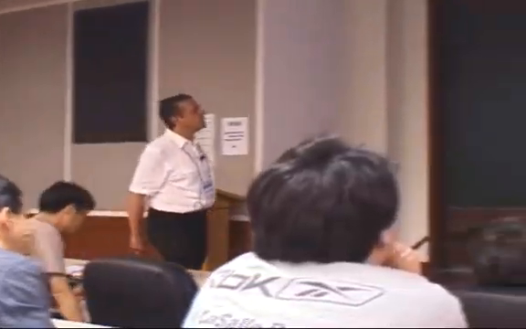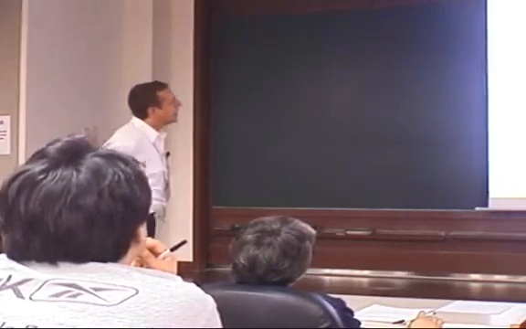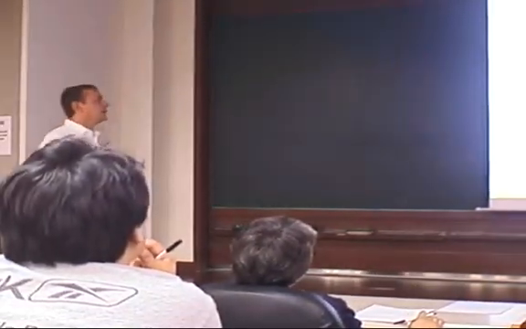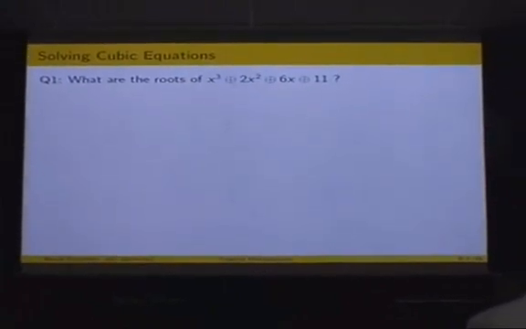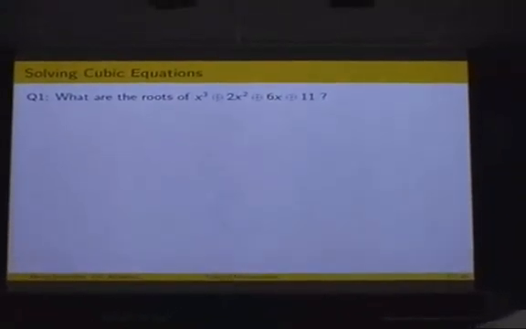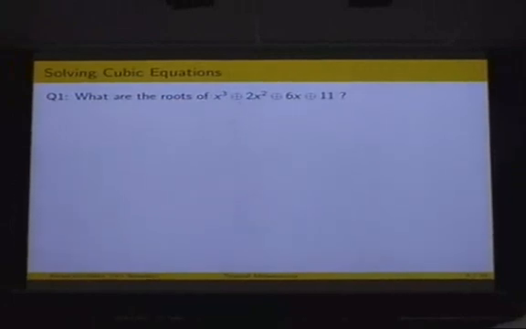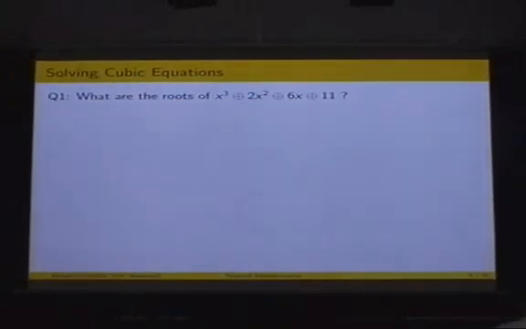So 5 cubed would be 15. 2 times 5 squared would be 12. 6 times 5 is 11. And 11 is 11. So you win. 5 is a root, right? If we plug in x equals 5, then the last 2 terms will be equal and less or equal to the others. So x equals 5 is a root. Only 2 more roots to go.